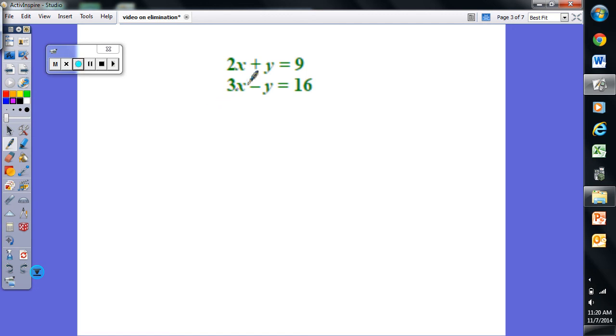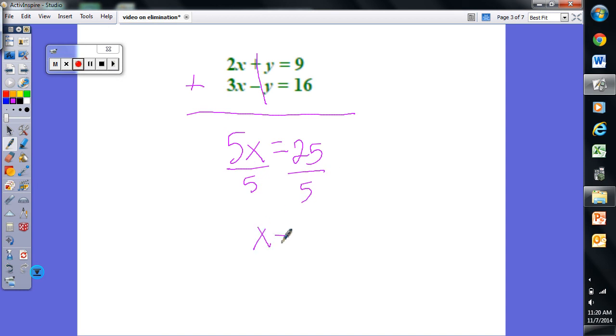Here, again, they're lined up, x, y equals number, x, y equals number, and you can see that if you add them together, the y's will cancel out. So let's do that. 2x plus 3x is 5x, y minus y goes away, 9 plus 16 is 25, divide by 5, x equals 5, and then plug it back into either equation, and you'll see that y equals negative 1.